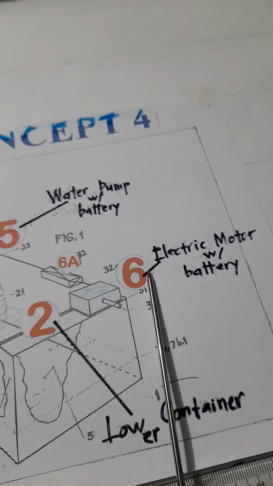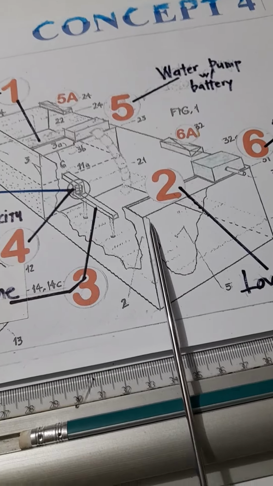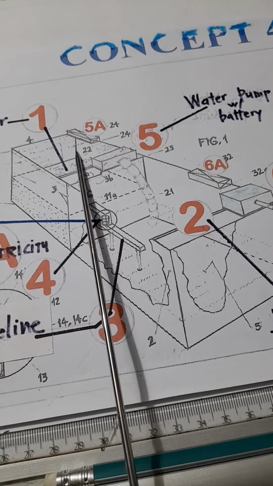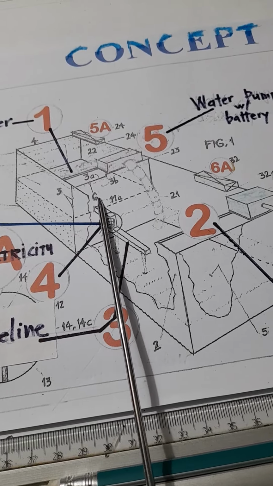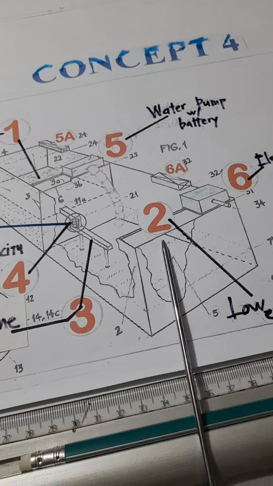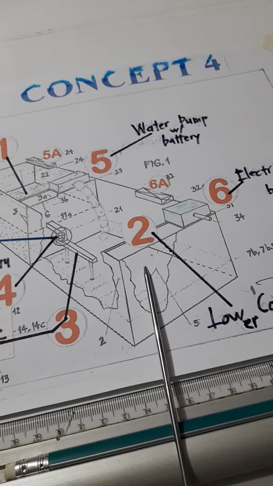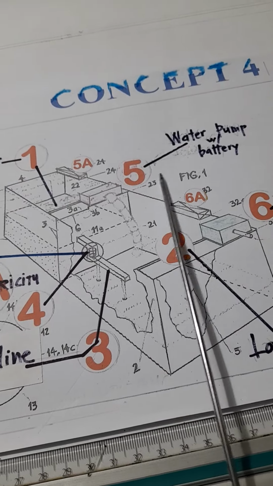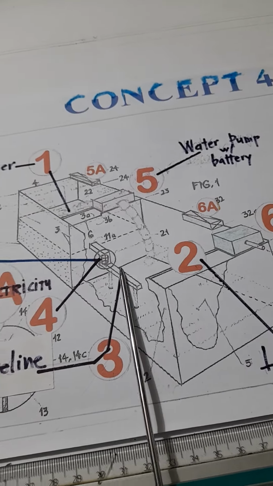Let us go to container number 2, the lower container. There is liquid here. The liquid here should be transferred back here so that it will replenish the liquid here, and then it will go through the pipeline and back to number 2. The liquid here is transferred by the water pump. As stated earlier, the electricity of the water pump is supplied by the vertical turbine.